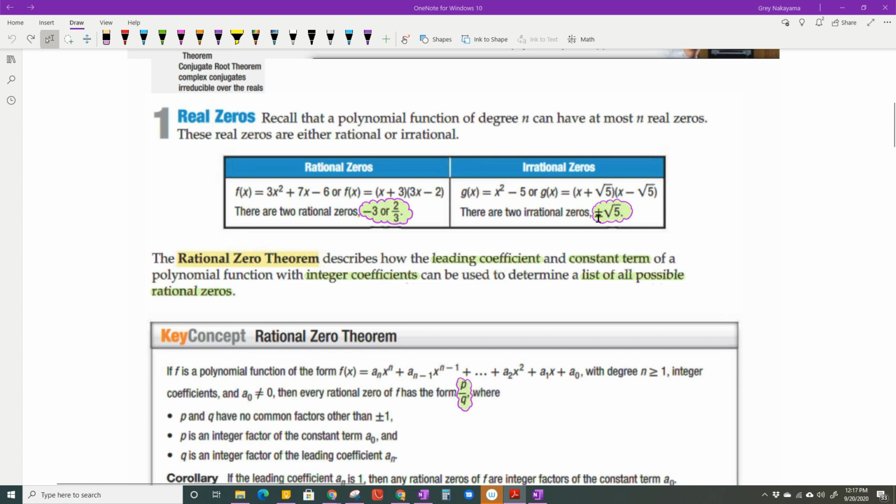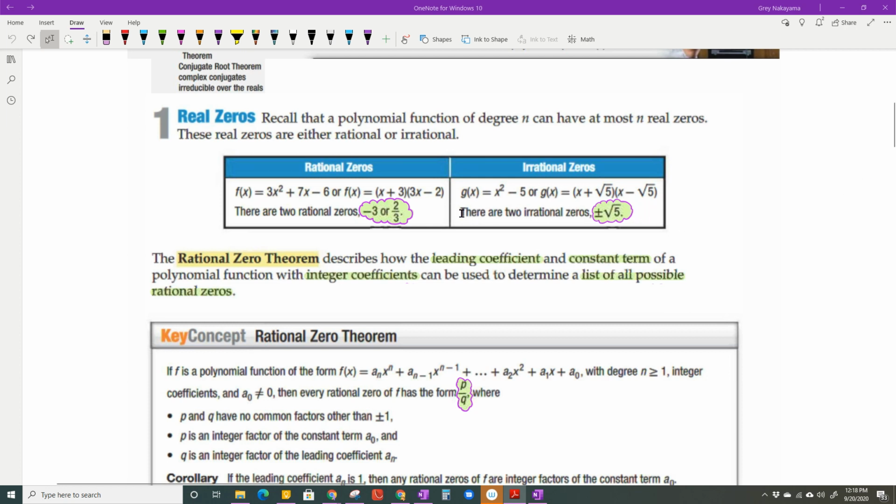Okay, irrational zeros are going to be those that include radicals. If you notice this problem, square root of 5 is not a perfect square, so when you take the square root of it, you get an irrational number. You also can have any decimal that doesn't terminate or repeat.